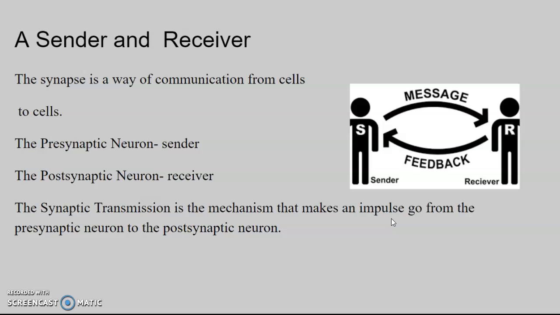So, as I had said, a synapse is a way of communication. Think about it as us communicating through text messages. We always have a sender and a receiver. The same thing happens here. The presynaptic neuron will be the sender, and the postsynaptic neuron will be the receiver. The synaptic transmission is the mechanism that makes an impulse go from the presynaptic neuron to the postsynaptic neuron, which is the receiver.